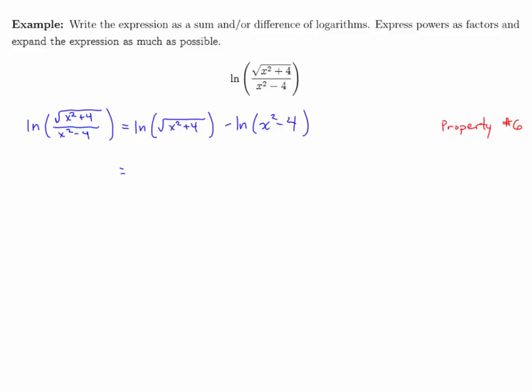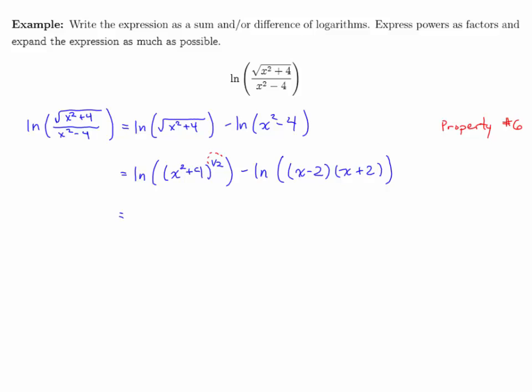From here, there's a couple things that we're going to want to do algebraically in order to expand this more. The first is that this square root, the square root of that expression x squared plus 4, can be written as x squared plus 4 raised to the 1/2 power. That's the first thing we're going to want to do to apply more logarithm rules. The second thing is that x squared minus 4 can be factored. So we'll turn this into the natural log of x minus 2 times x plus 2. We'll factor that x squared minus 4.